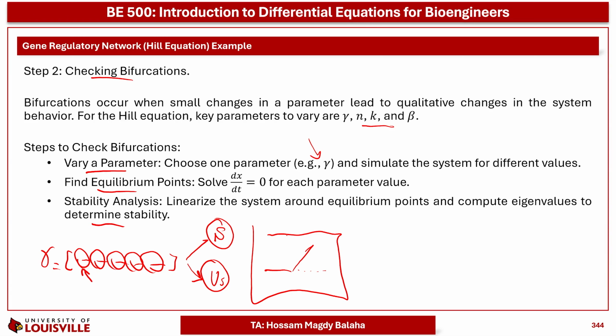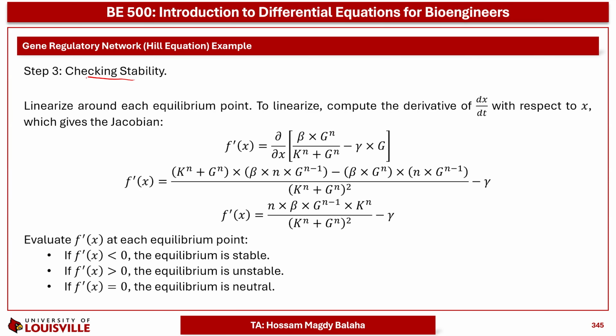Then in this case, we have this range for stability and this range for instability. Based on that diagram, you now know the suitable values for gamma or the selected parameter. You can do that for other parameters to know your constraints or limitations for the given parameters. The third step is checking the stability.